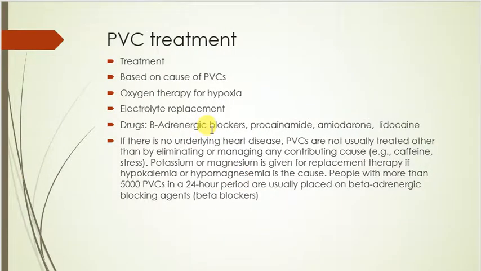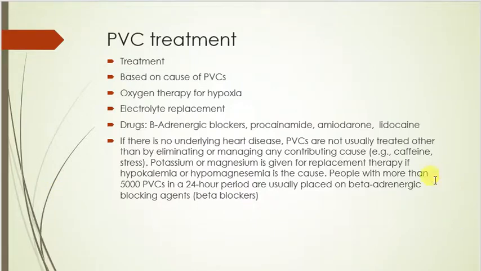Okay. So your treatment is based on the cause. You want to make sure you give them oxygen therapy because that's the number one cause usually, and electrolyte replacement. And if the PVCs are recurrent, sometimes you'll see them start them on some beta blockers or procainamide, amiodarone, or lidocaine. Very rare though. If there's no underlying heart disease, PVCs are not usually treated, like I said, and you manage the contributing cause. You replace the potassium, you replace the mag, you replace the calcium, if that's the cause.